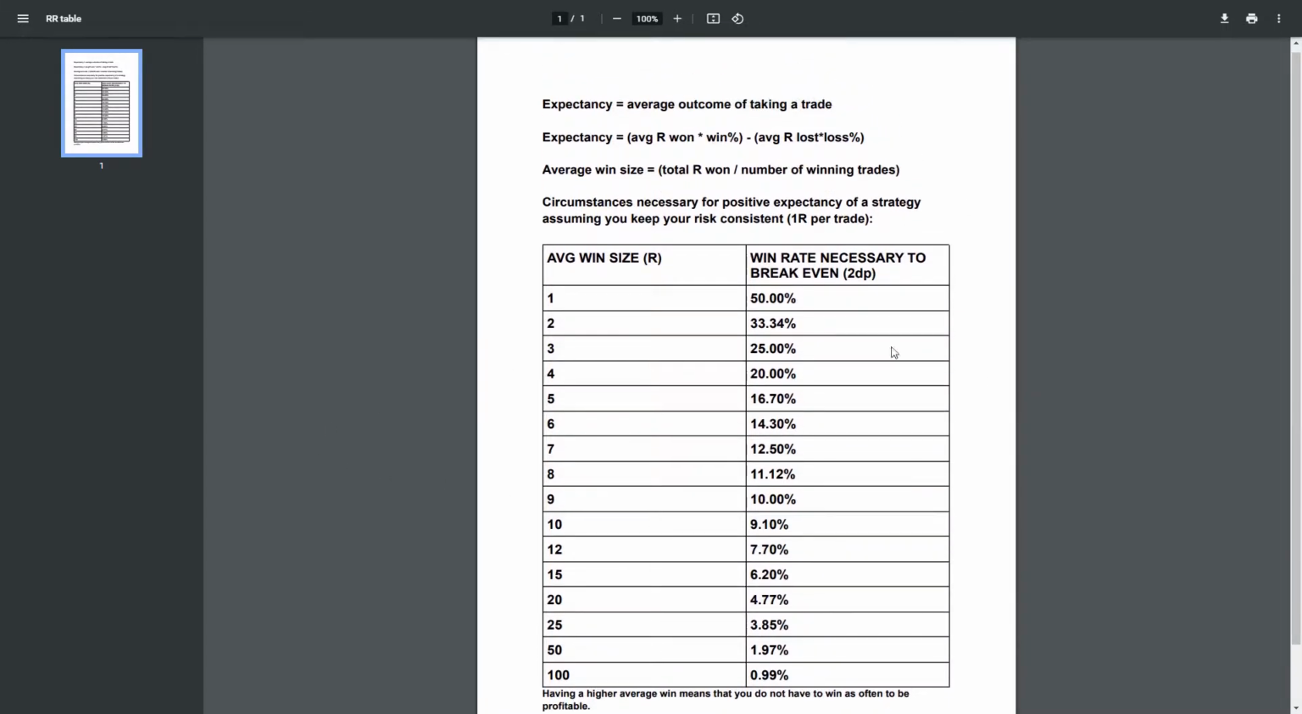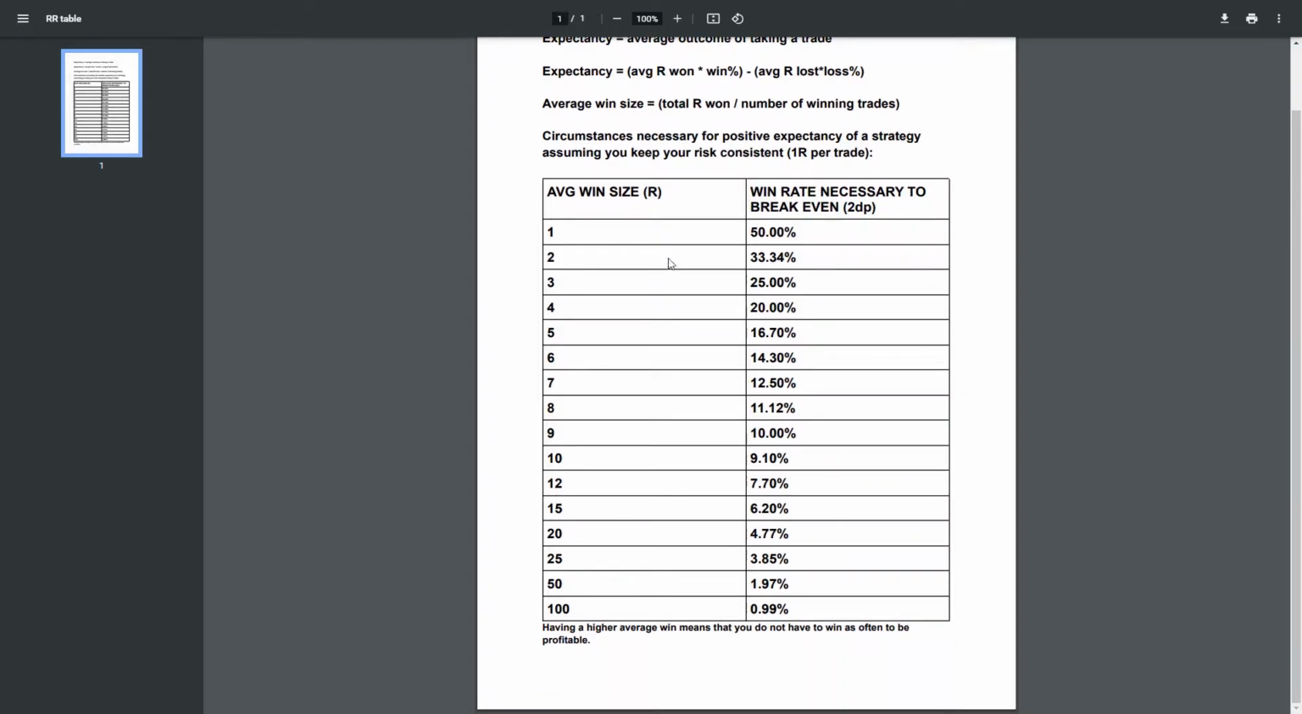So just to recap a couple of things, the expectancy is the average outcome of taking the trade, which is calculated by the average R won times the percentage that you win, minus the average R lost times the percentage that you lose. Hopefully the average R lost is 1, so that'll just be 1 times the percentage you lose, and your average R won and your win percentage are the two things that you can manipulate to generate a positive expectancy. So like I said, the average win size is calculated by the total R won divided by the number of winning trades.